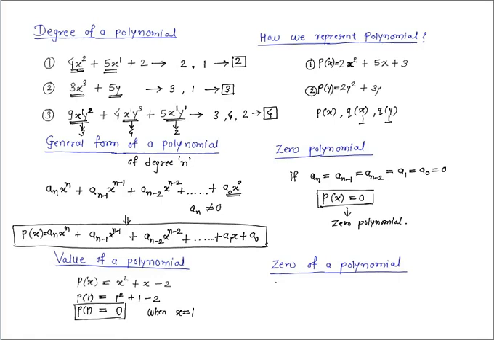Now if we substitute the value of x as 2, what will be the value of the polynomial? P of 2 becomes 2 square plus 2 minus 2. So P of 2 becomes 4. So we can denote it as P of 2 becomes 4 when x equals 2. So this is the value of the polynomial when x equals 2.